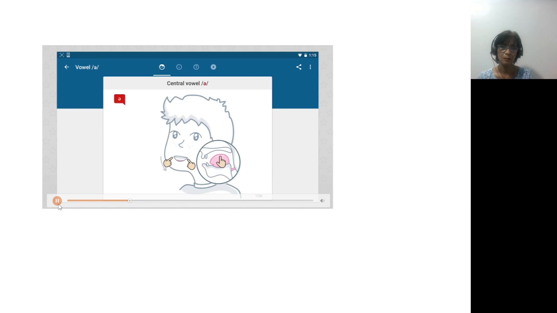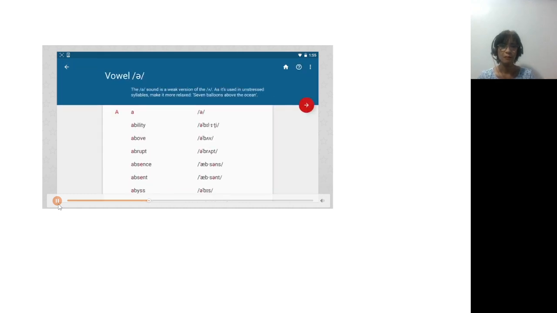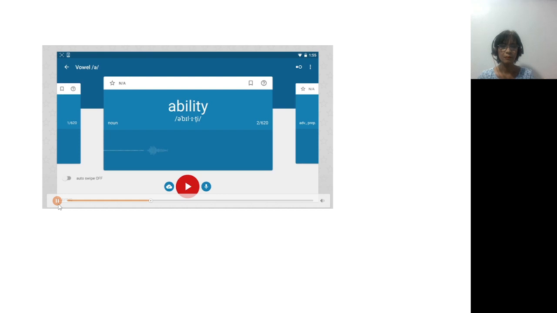Remember, the sound is very relaxed, so your tongue and lips should be relaxed when you pronounce it. Let's try saying it. Uh. Now let's practice this sound in some words. You'll see a word on the screen and hear its pronunciation, like this. Ability. You'll have a few seconds to pronounce the word if you want to.